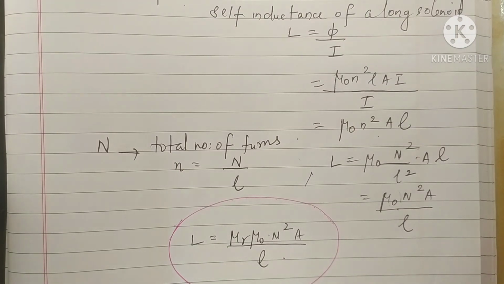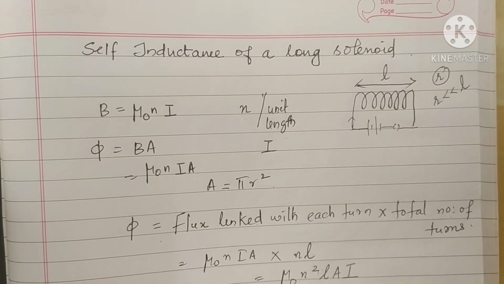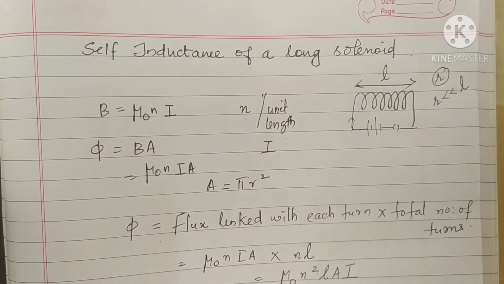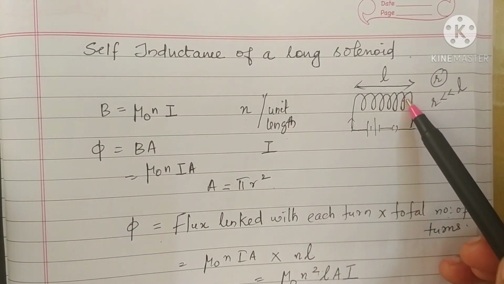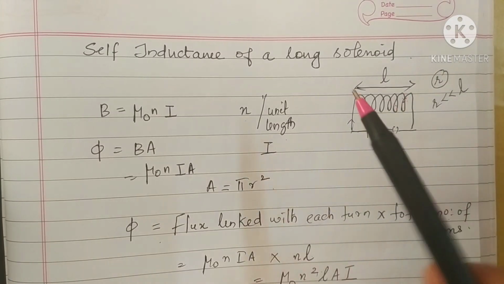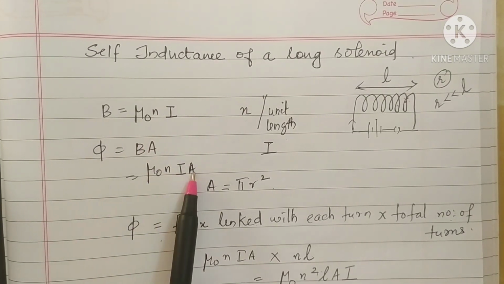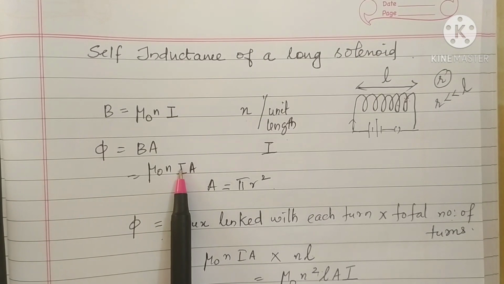Clear? So once again, we are considering a long solenoid having length L and radius R. Here we are assuming that this R is very much less than L. Now the magnetic field B for a solenoid, you know the expression, it is mu naught n into I, and here the induced current is set up inside the coil itself. Before finding self-inductance, we move to the magnetic flux, which is given by B into A, that is mu naught n I into A. A means the area of cross section of the solenoid.